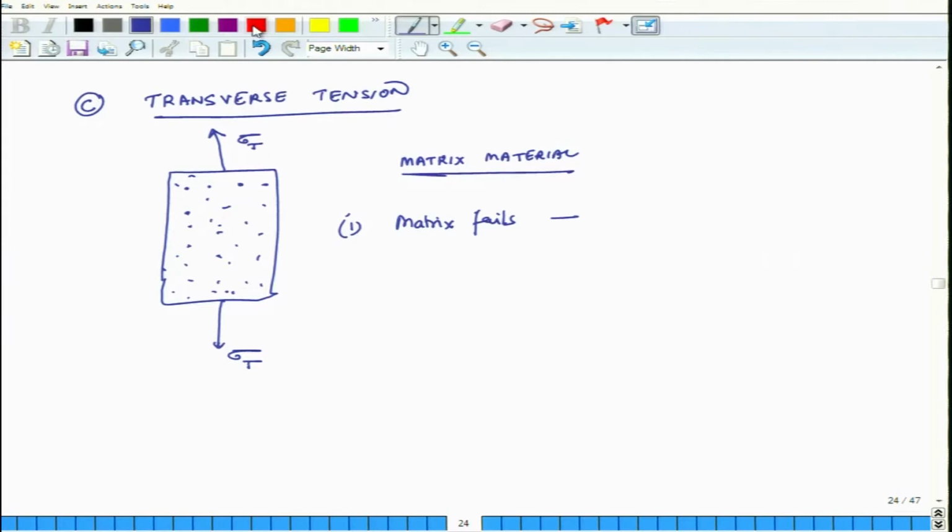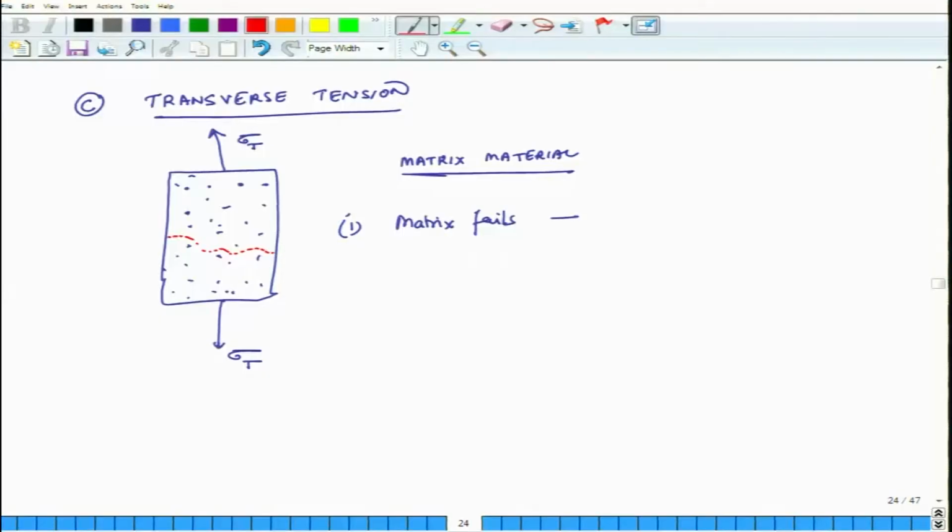So, when the matrix fails, what could happen? Just the matrix is failing, so this could be the surface along which the failure happens. No damage is happening to any fiber or the interface of the material. Now, this will be true if the bonding between the fiber and the matrix is really strong and the number of fibers is not extremely large, then this failure surface can pass through the entire thickness of the sample without running into a fiber.